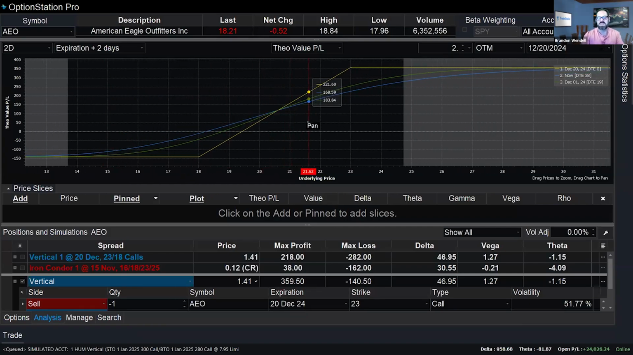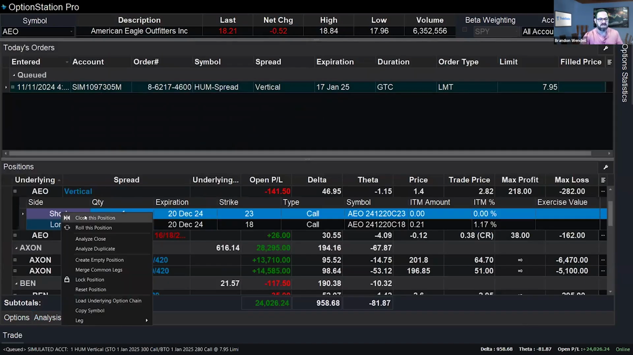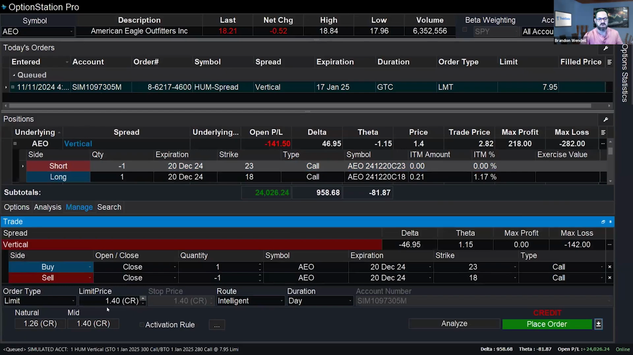So hypothetically, if we expect it to get to 23 bucks and we want to exit when it hits our resistance or supply zone, we can just place that limit order. Again, I would go to my position, manage, right click, close this position. There's the order I put in. I can just do market. Basically, that'd probably be the easiest thing.